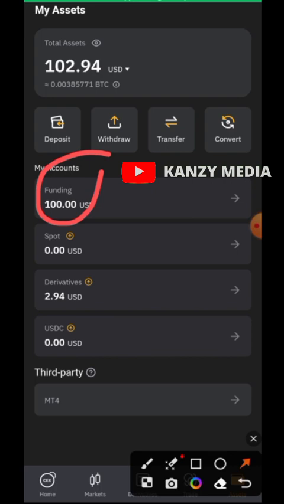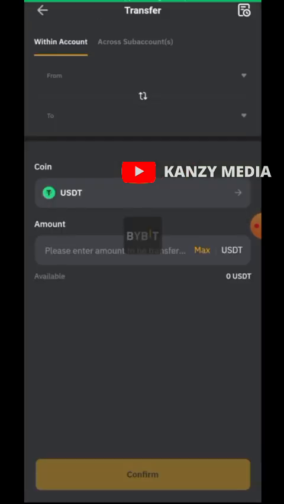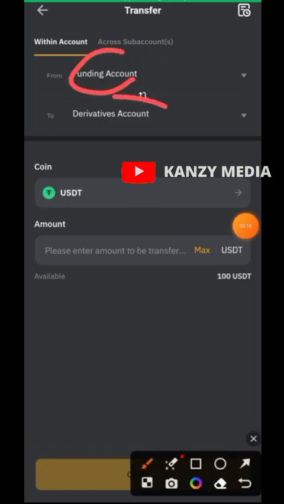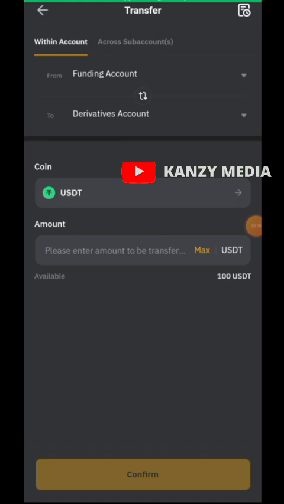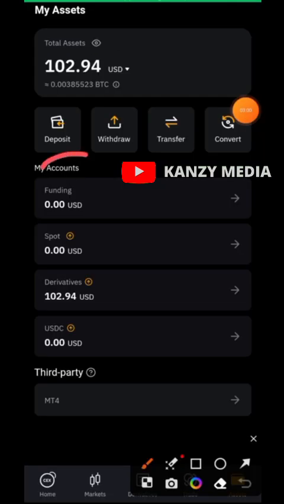After the deposit, it will be on your funding wallet, and for you to enter a trade on futures it has to be on a derivative wallet, which means you have to transfer from funding to derivative. So here, they say from funding to derivative, and if it's not like that you can change it from here, then after that you click on max, so that all your assets on the funding can go to your derivative. After that you click on confirm, then we are good to go.